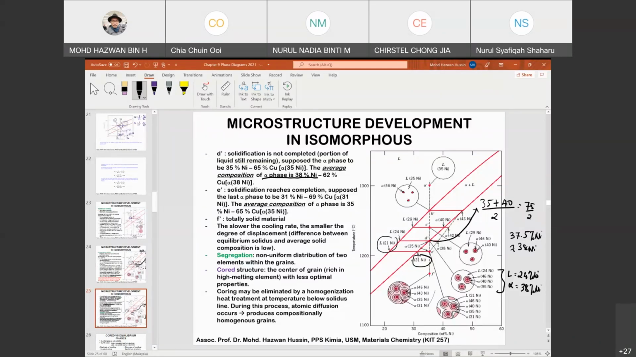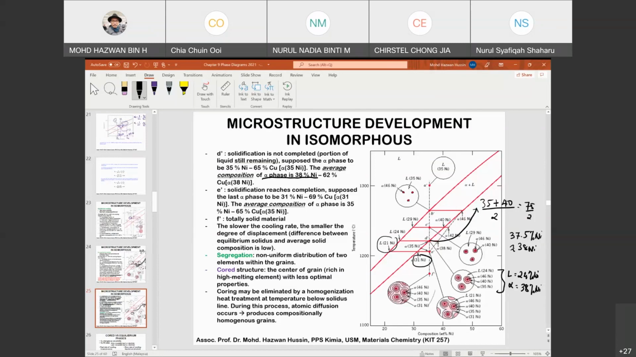And there's also cored structure. The center of the grain, which is rich with high melting elements with less optimal properties. So this is actually forming first before you have a layered structure. So the cored structure is the one that is very rich in high melting element because it has a higher percent of nickel composition, for example, and also less optimal properties.